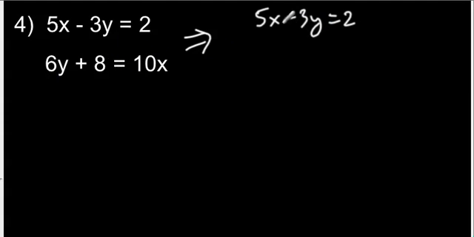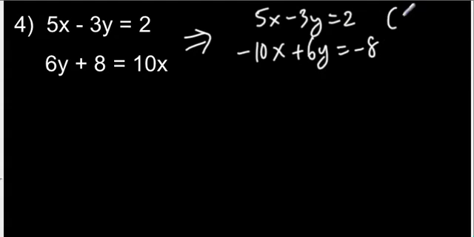And if we move the x to the other side, we get negative 10x. We can keep the 6y there, so it's positive 6y is equal to, and now we have to move the 8 over to the other side, so it becomes negative 8. Now everything is lined up. The y's have opposite signs, but we have to adjust it, multiply the top by a factor. I'm going to multiply the top by 2.